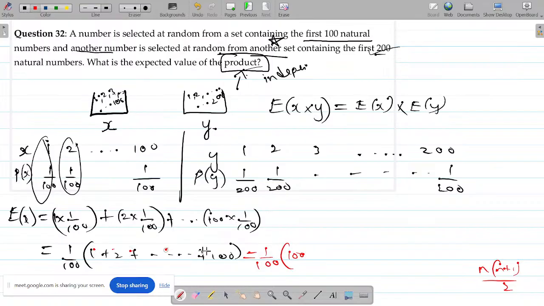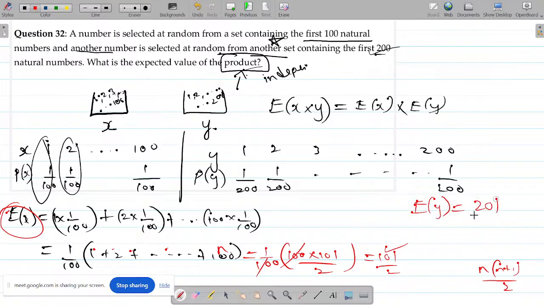So this is 1, 2 up to 100, up to n. So 100 into 101 by 2. 100 will get cancelled. So this is 101 by 2. This is nothing but the expected value of X. If you talk about the expected value of Y, this is going to be 201 by 2. Don't write it as 202 by 2. It's 201 by 2. Okay. So it has to find the expectation of X into Y. So I can directly multiply those two expected values, 101 by 2 into 201 by 2. So the answer is, what's the answer?